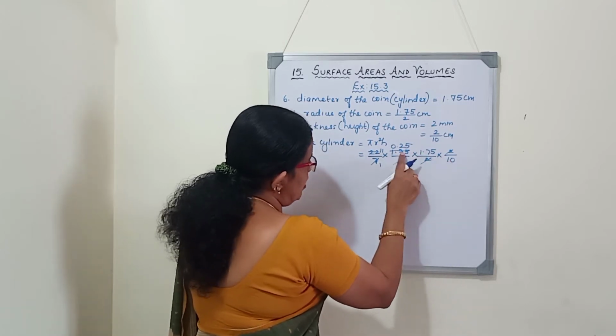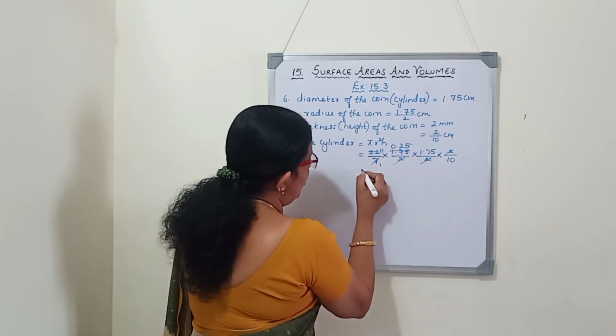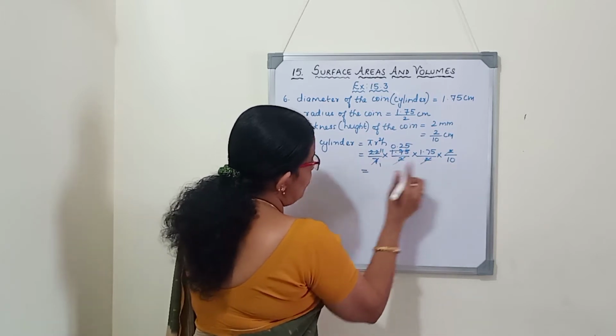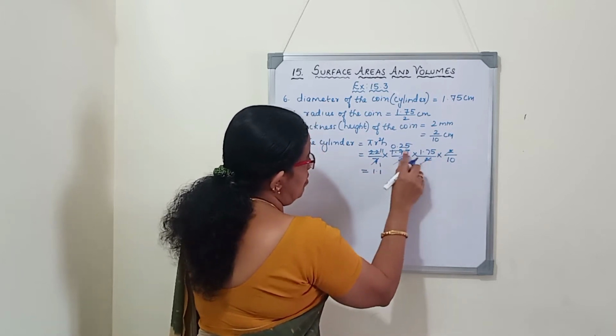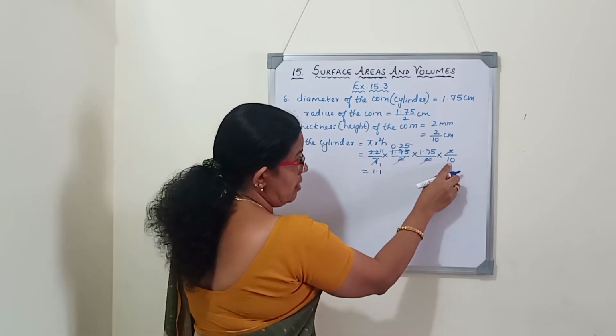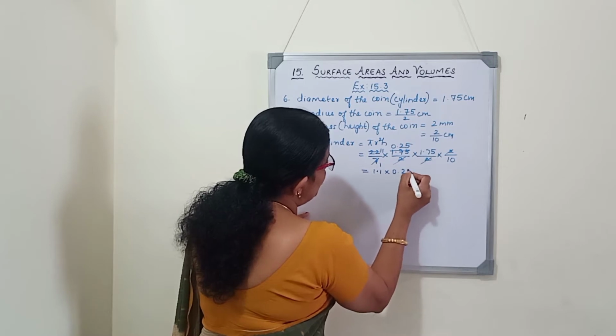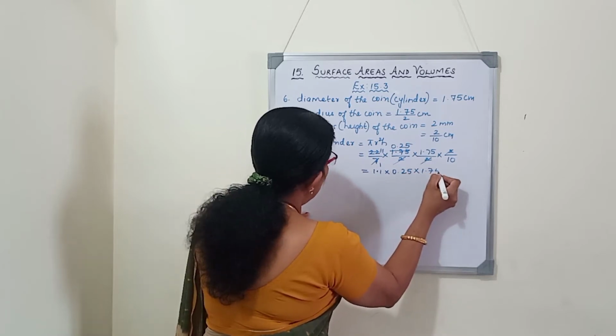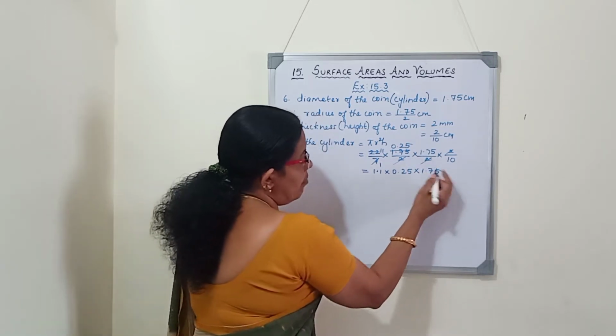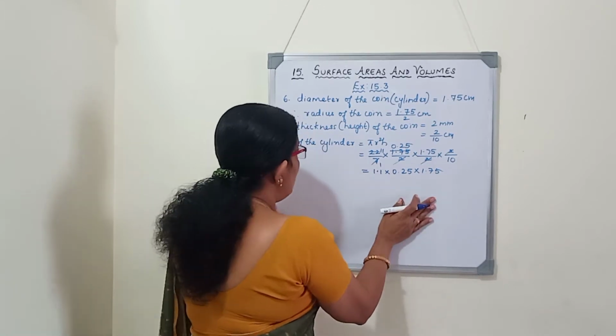Instead of dividing by 10, we will just shift the decimal point. 11 by 10, we can write 1.1. So 1.1 into 0.25 into 1.75 is the volume of the cylinder. Let it be like this. Later we will compare the volume.